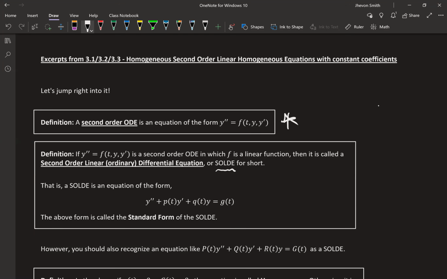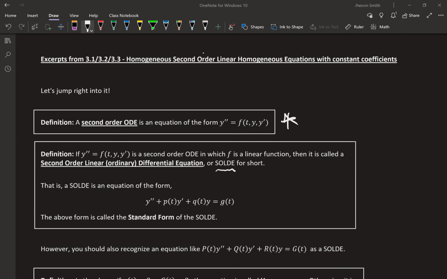So this is pretty much when your f that is described above is a linear function. Specifically what that would mean if I had to write this out, it is a differential equation in which the standard form, remember standard form just means that there's a 1 as the coefficient of the highest derivative. You can divide through by the coefficient of the highest derivative. And the standard form of a second order linear ODE is y double prime plus some function of t times y prime plus some function of t times y equals some other function of t. Customarily, we call these p, q, and g respectively.